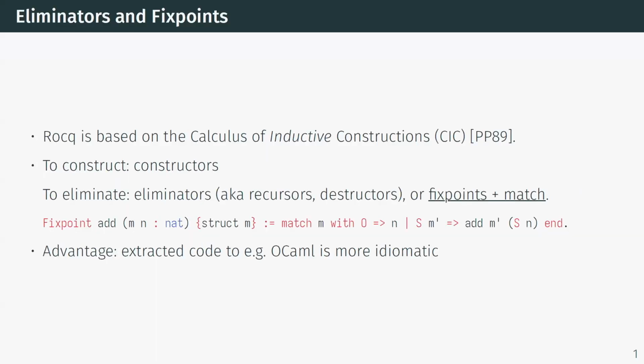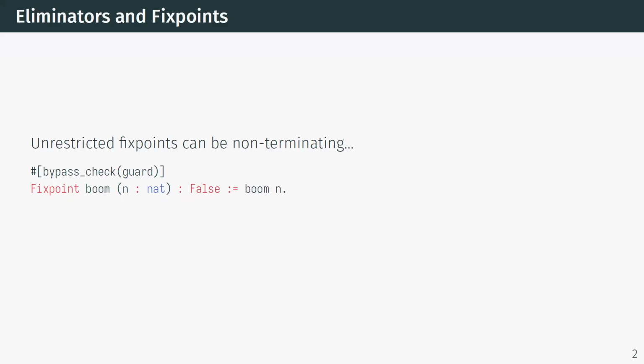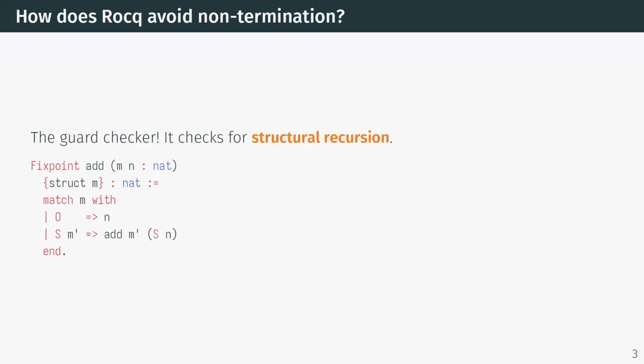Yes, so that's the add fixed point, and the advantage is the extracted code is idiomatic, meaning you have native recursion. But unrestricted fixed points can be non-terminating. For example, this boom: when you apply anything of type nat to it, it gives you a term of False and breaks consistency. So we don't want that, and that's what the guard checker does. It checks for structural recursion.